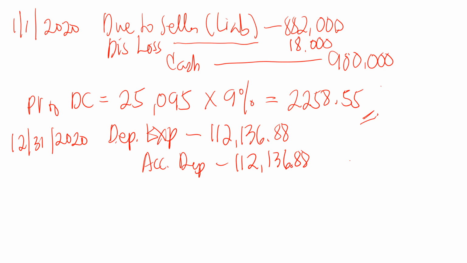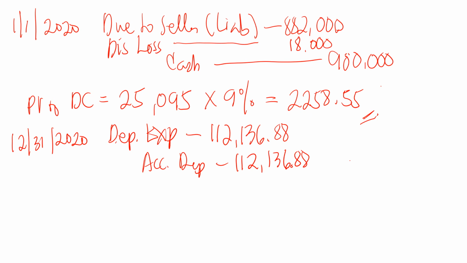Remember, we recognize the dismantling cost of 25,000. So after 8 years, the 25,000 should be equal to the estimated dismantling cost of 50,000. So dapat every time magdadagdag tayo ng amortization. For the first year, that is 2,258.55. So after amortizing the difference between the 25,000 and the 50,000, pagdating ng 8 years, 50,000 na siya. Kasi 50,000 yung dismantling cost natin.